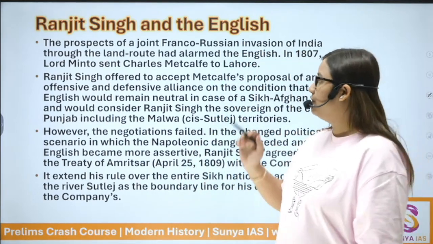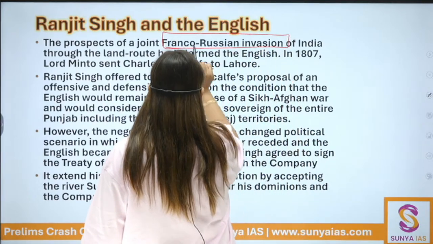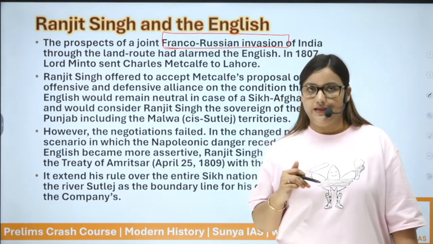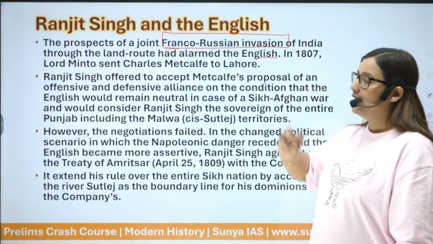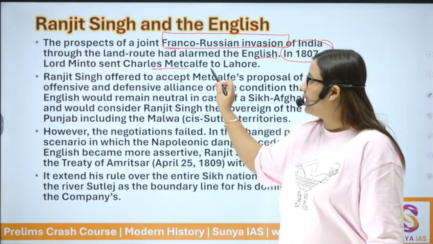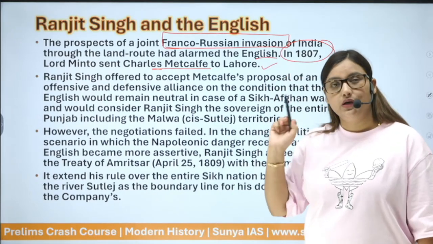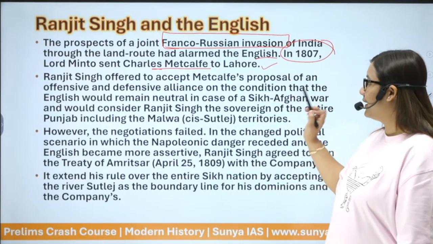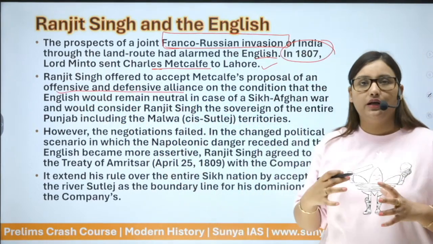So the prospect of a joint Franco-Russian invasion, France with Russia invading India, this kind of doubt was there in the minds of the EIC. And it could happen through the land route, which alarmed the English. And that's why in 1807, Lord Minto sent Charles Metcalfe to Lahore. Lahore is the political capital of Punjab, where Ranjit Singh was ruling. Now, Ranjit Singh offered to accept Metcalfe's proposal of an offensive and defensive alliance. That means there was talk of making a friendship.